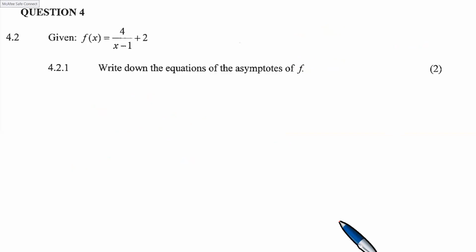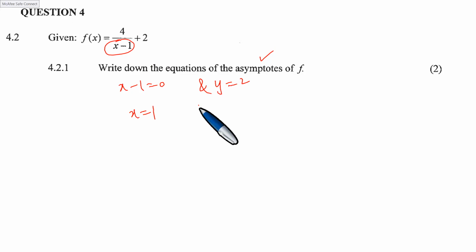Now, it's also important for us to be in a position to write down the equations of asymptotes right off the rectangular hyperbola. If we are looking at the rectangular hyperbola, what are the asymptotes? There are two of them. You look at the denominator. So you let x minus 1 equal 0, and y equals 2, which means x equals 1 and y equals 2. So at this point, what are the equations of the asymptotes?